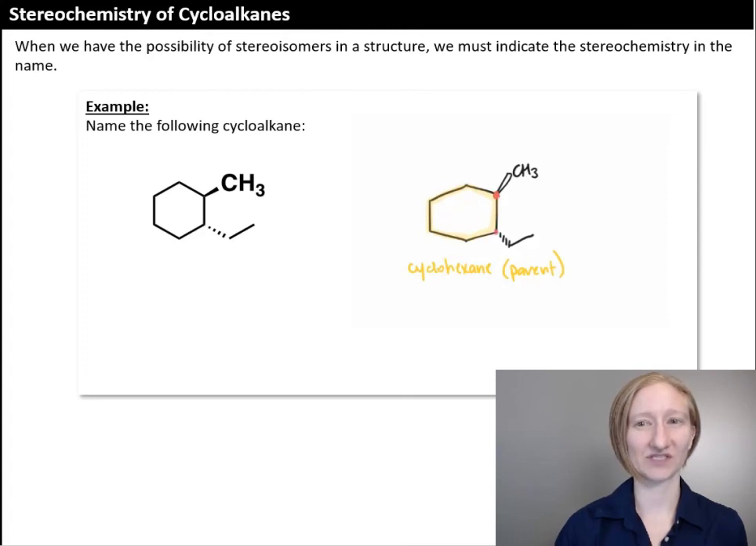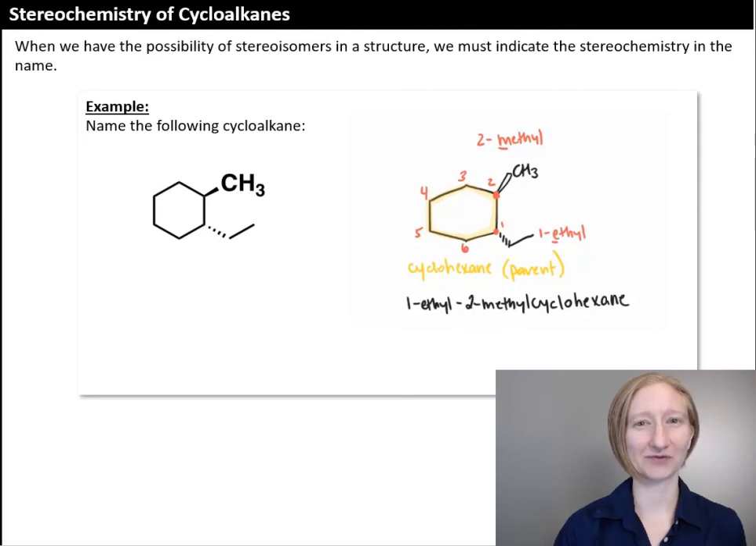Then we have two substituents or groups attached to that ring. We have a methyl group and we have an ethyl group. Our numbering in this case is determined alphabetically. The carbon bearing the ethyl fragment is carbon 1 and the methyl group is on carbon 2. This structure is a 1-ethyl-2-methylcyclohexane.